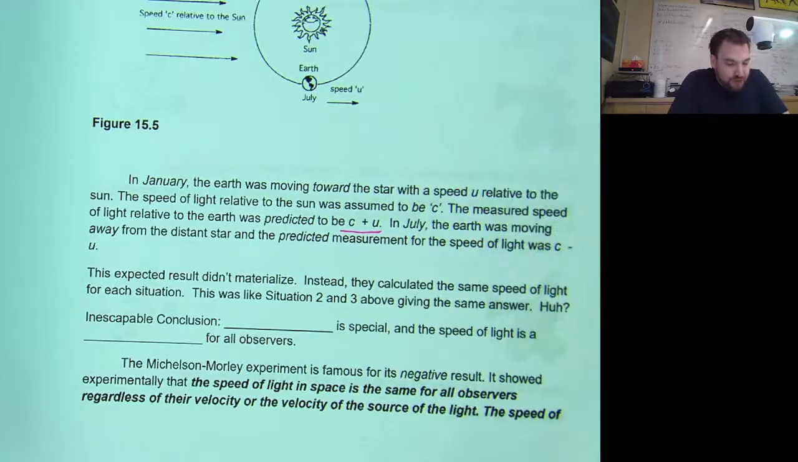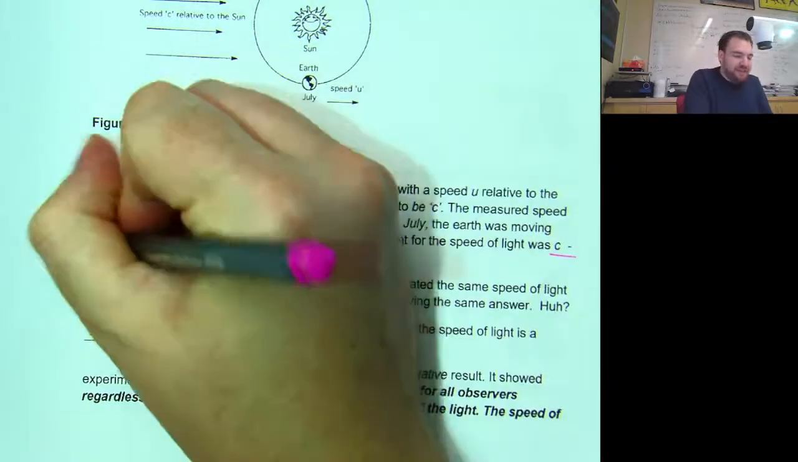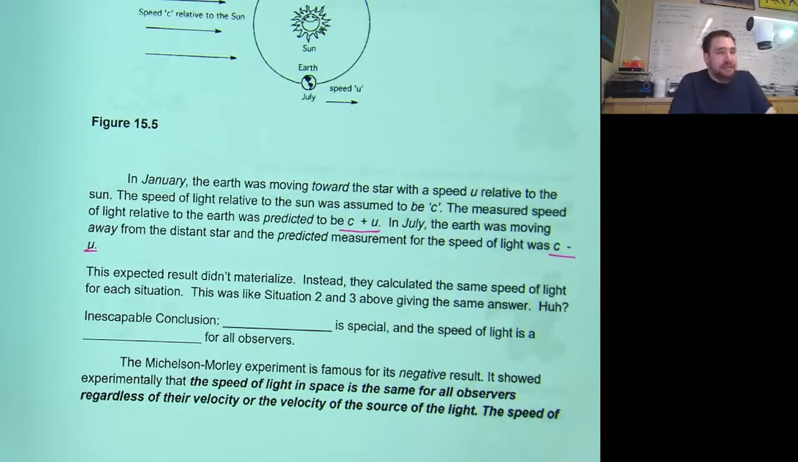In July, Earth is moving away from the distant star, and the predicted measurement of the speed of light was c minus u. Again, predicted being the key word there. The expected results did not materialize. Instead, they calculated the same speed of light for both situations. This was like situations 2 and 3, given the same value. It doesn't matter if the cannon is moving towards you or away from you, the ball is still coming at you at 30 meters per second, which doesn't make sense from a classical physics point of view.